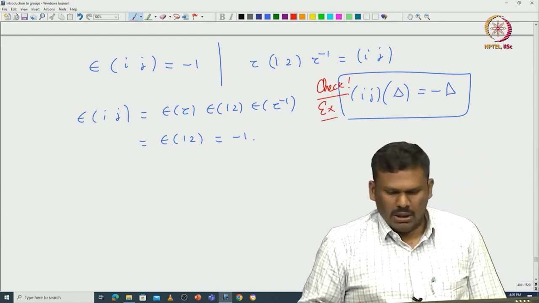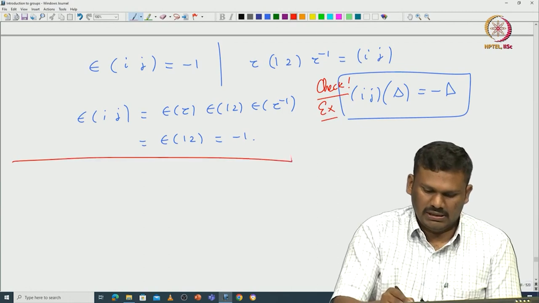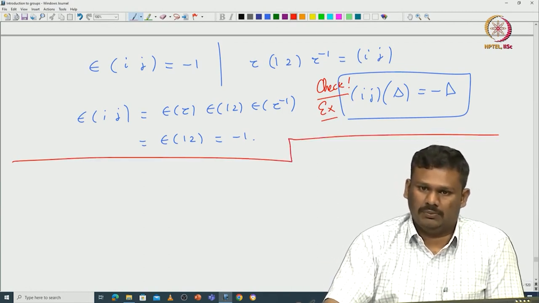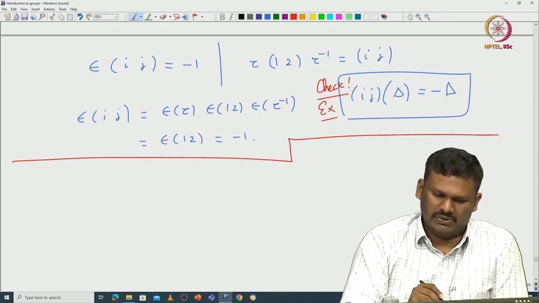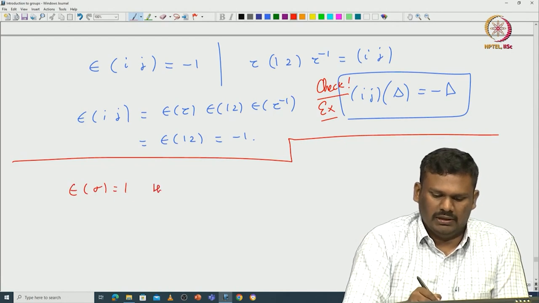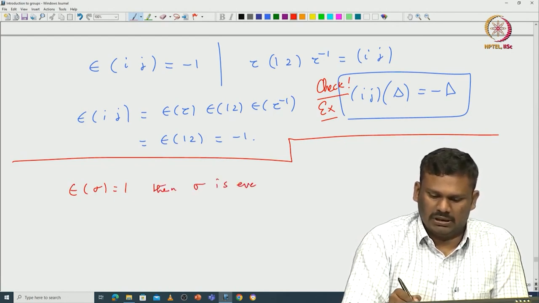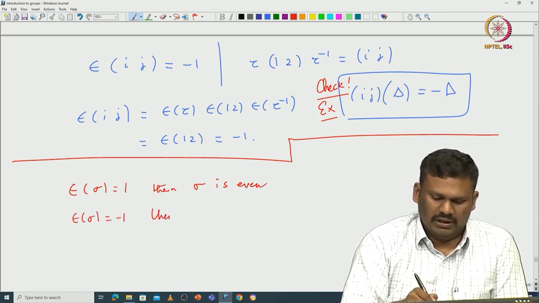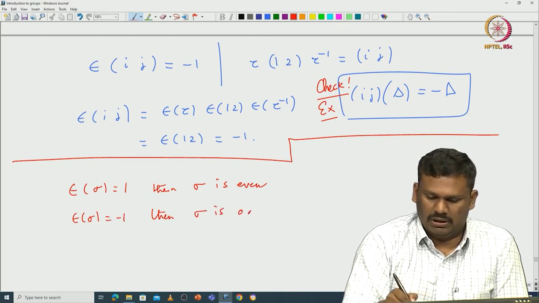Okay. So now from this, you can easily define what is called an even permutation and an odd permutation. Based on this epsilon, of course, epsilon of sigma is 1. Then we call sigma an even permutation, and if epsilon of sigma is -1, then we call sigma an odd permutation.